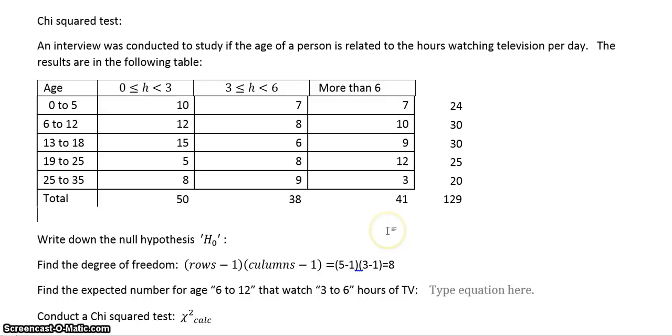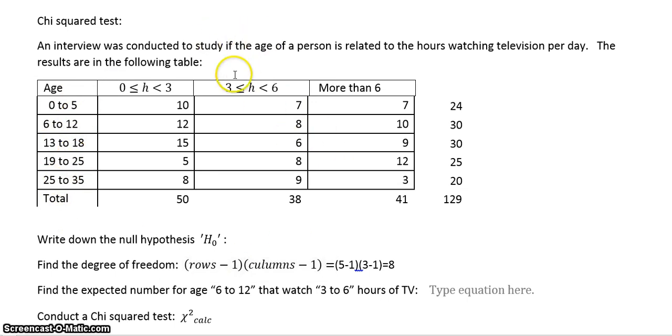Hello and welcome to this tutorial in which we're going to talk about the chi-square test. The chi-square test is a test to know if two variables are dependent or independent one from the other. For example, in this case, we're going to study if the hours you watch television per day is dependent or independent from how many years you have.